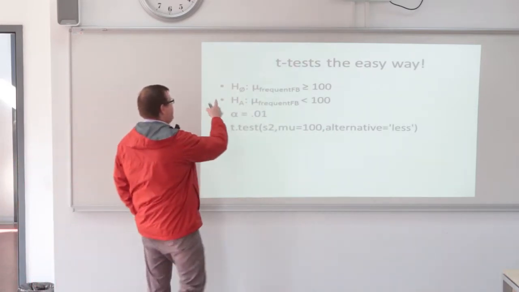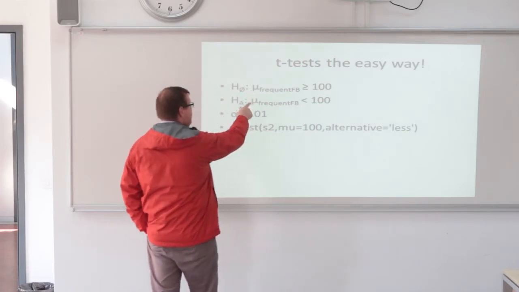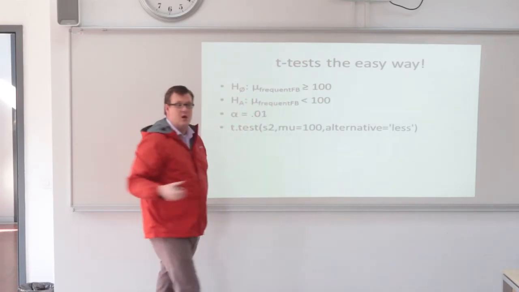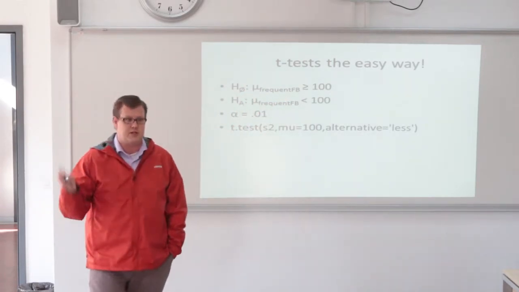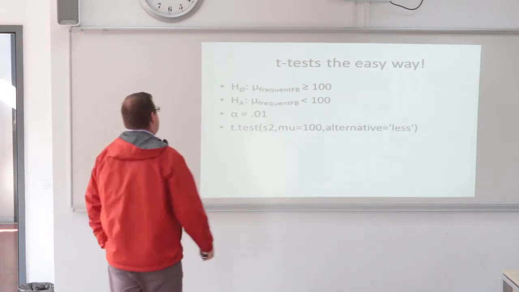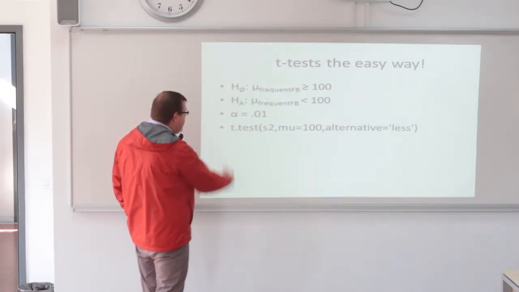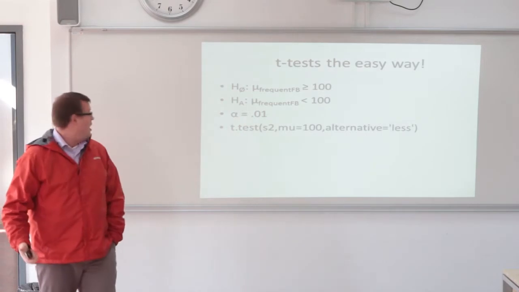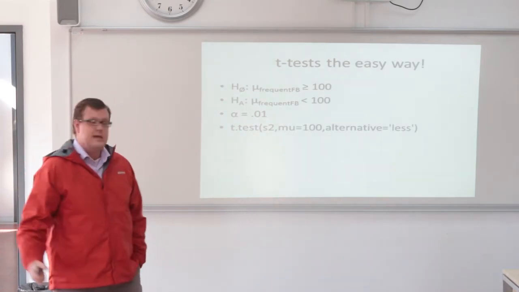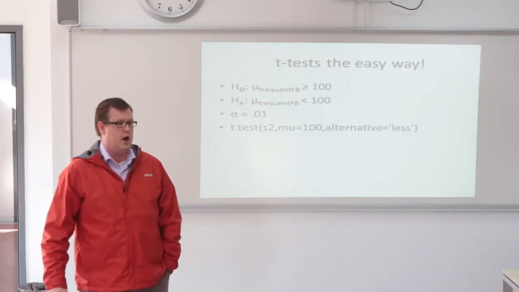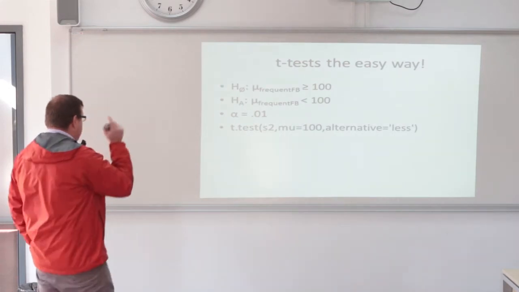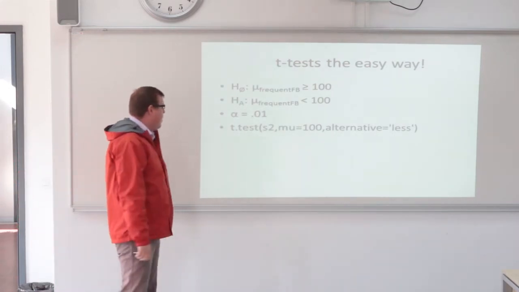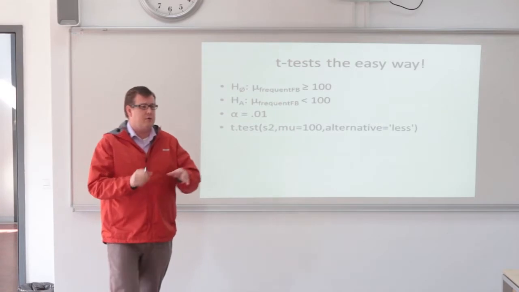So the null hypothesis would be that the mean happiness of frequent Facebook users would be greater than or equal to 100, which is the mean of that happiness scale. And the alternative hypothesis would be that the mean of frequent Facebook users is less than 100. Okay, I said let's use an alpha of 0.01.